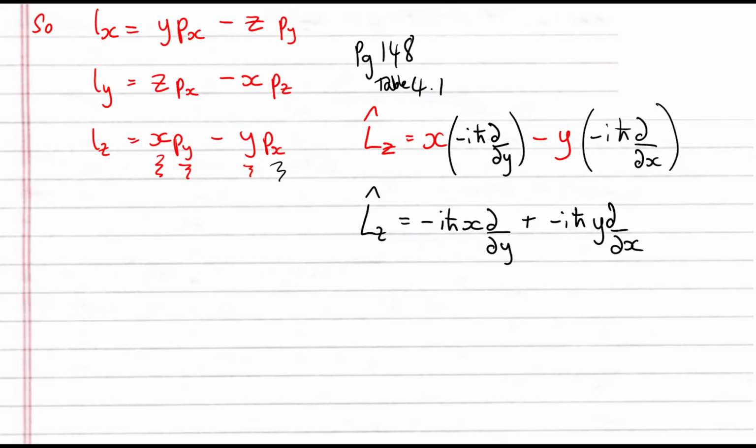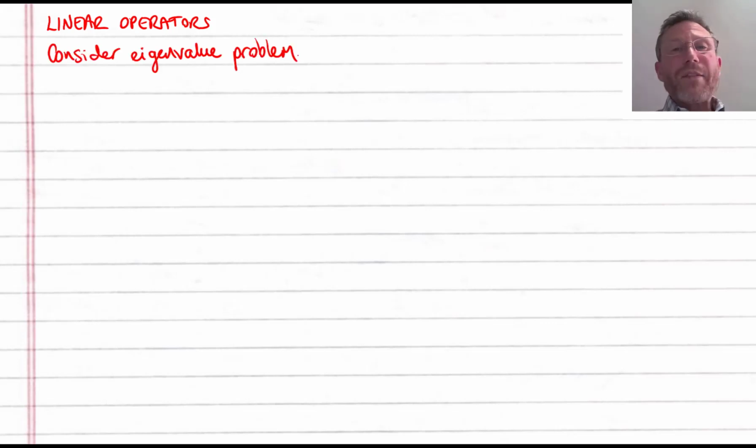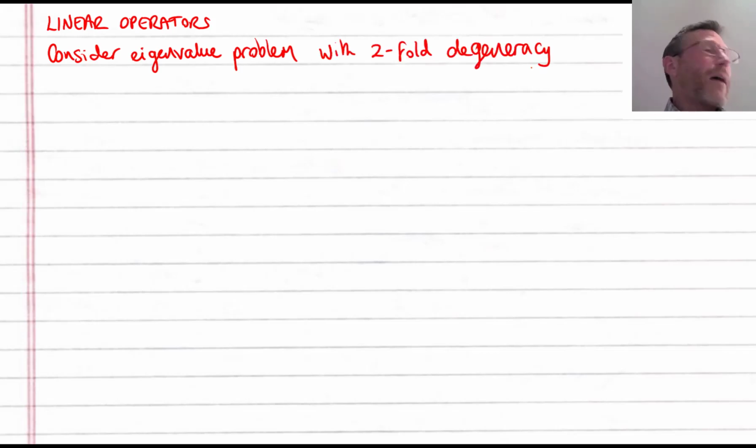So let's go on now and clear up some other bits and pieces. Next up, we're going to consider something we've made a big fuss of before, and that is that operators in quantum mechanics are linear. So linear operators. What are the implications of this? To explain this, I'm going to provide an example. It's also in the textbook. We're going to consider an eigenvalue problem with twofold degeneracy. So I get to talk about degeneracy a little bit and remind you of what that means.